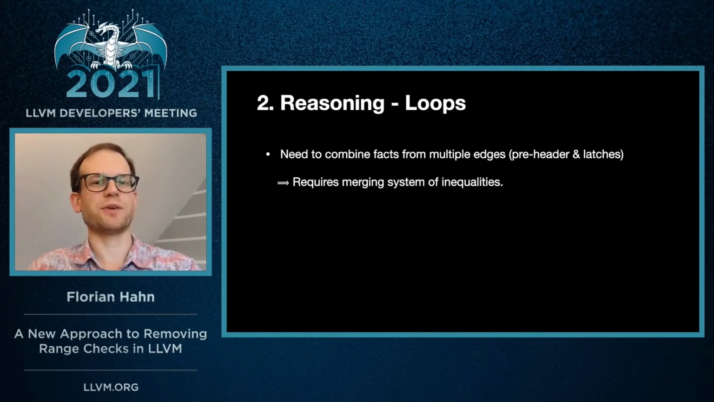When it comes to reasoning about loops, we may need to combine facts from multiple incoming edges. So for example, if you consider the loop header, we might need to combine information from the loop preheader and the loop latches. This would require merging systems of linear inequalities, which is more complicated both in terms of implementation and computational complexity than just maintaining a single system of linear inequalities as we iterate over the function with our dominance-based approach.